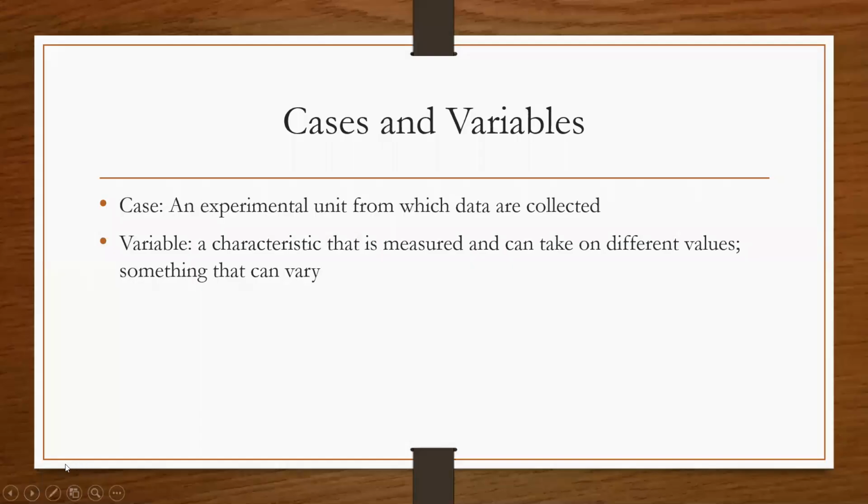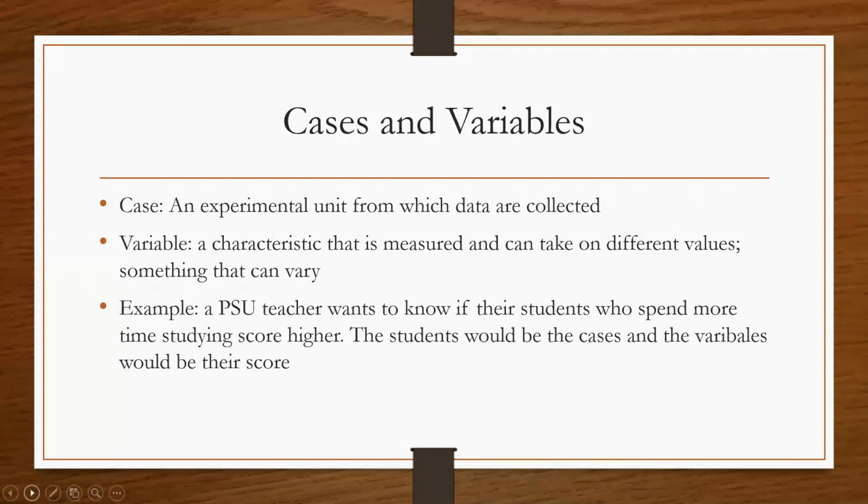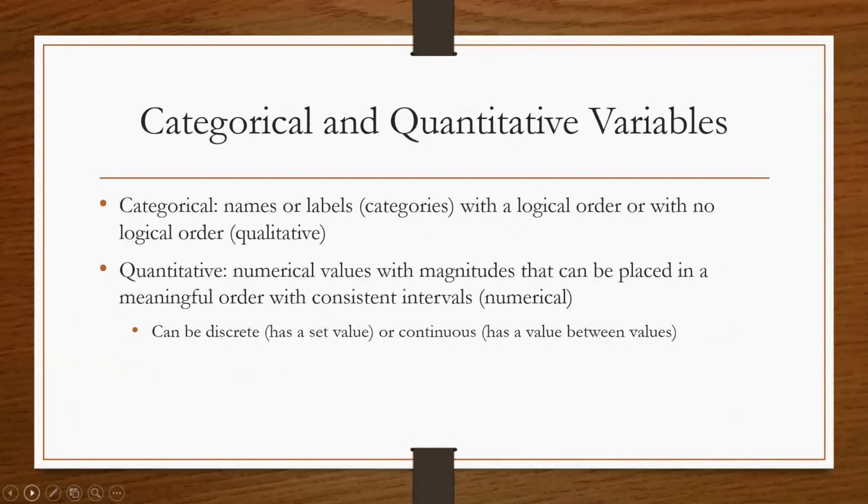To begin, we're going to start with cases and variables. A case is an experimental unit from which data is collected. Meanwhile, a variable is a characteristic that is measured and can take on a different value, and it's basically something that can vary, hence its name. For example, a Penn State University teacher wants to know if their students who spend more time studying end up scoring higher in exams. The students in this example would be the cases, and the variables would then be their score.